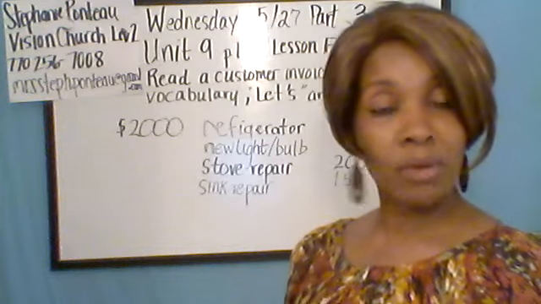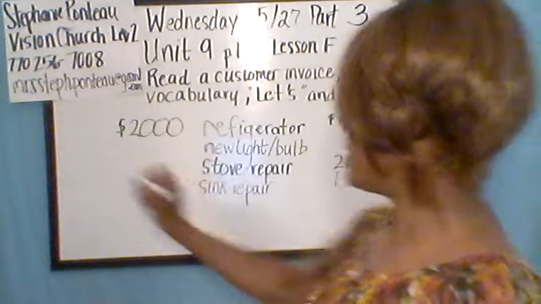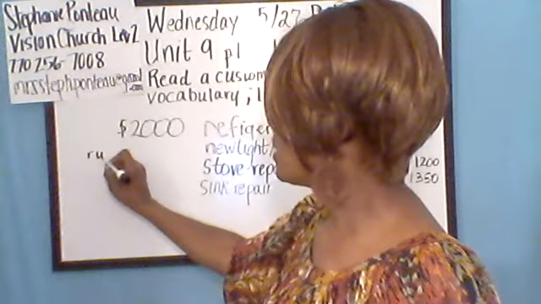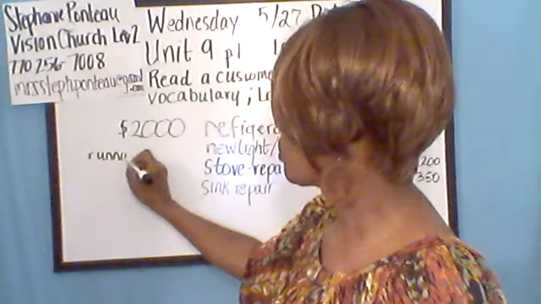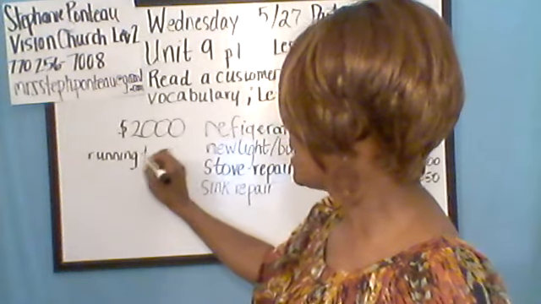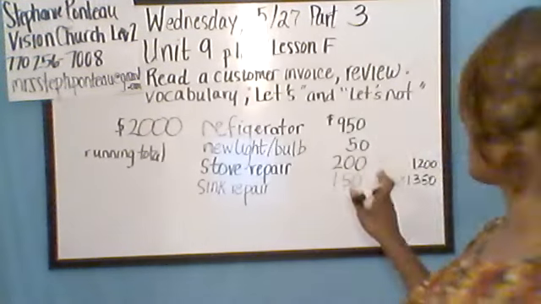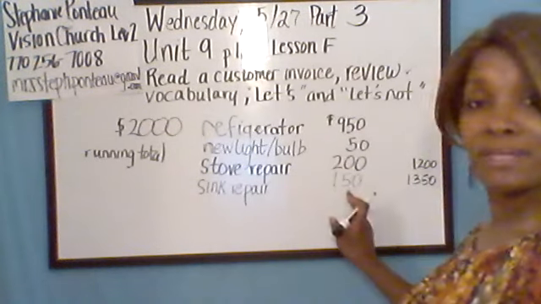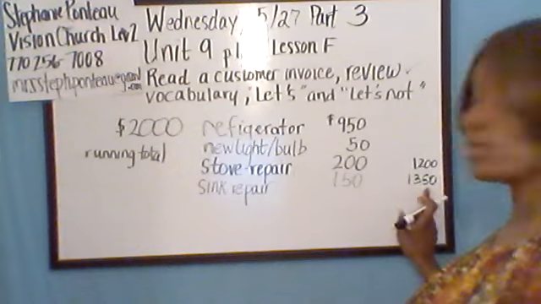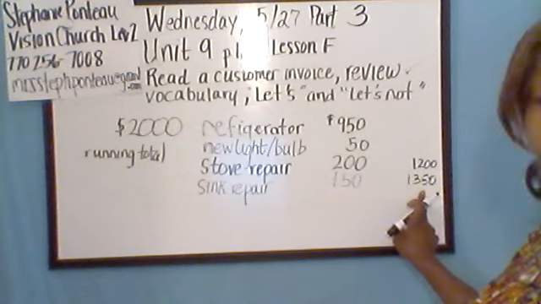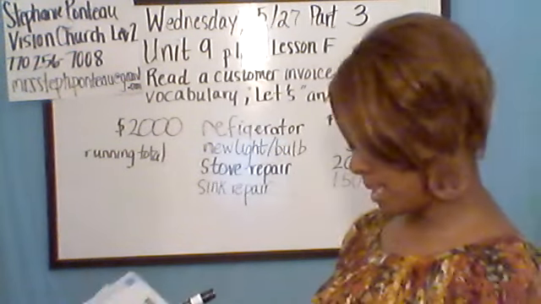When you call something a running total, that means you keep adding things to it to get to your final total. So you call it a running total, meaning it keeps moving. So this is our total. It keeps moving as I'm adding things. So our running total so far is $1,350 right here. All right, so what's next?